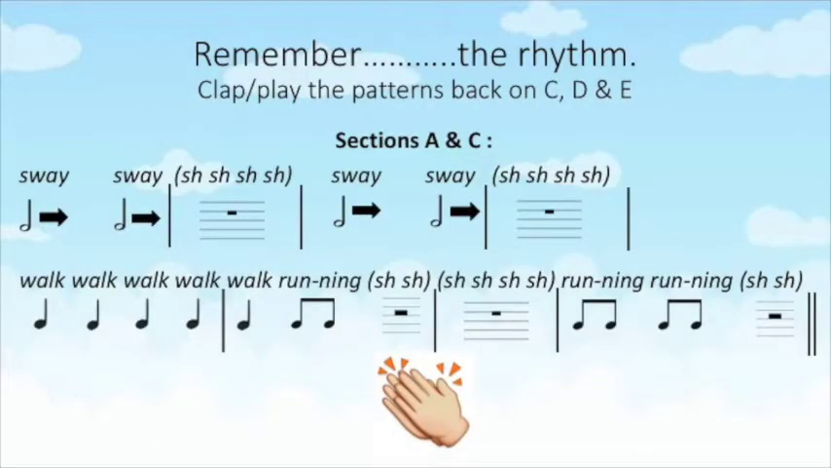As you were told earlier, the piece is made up of 3 sections: A, B and C. This week we're going to look at sections A and C. The reason we are looking at two sections is because they are both the same. So let's have a look at the rhythm.